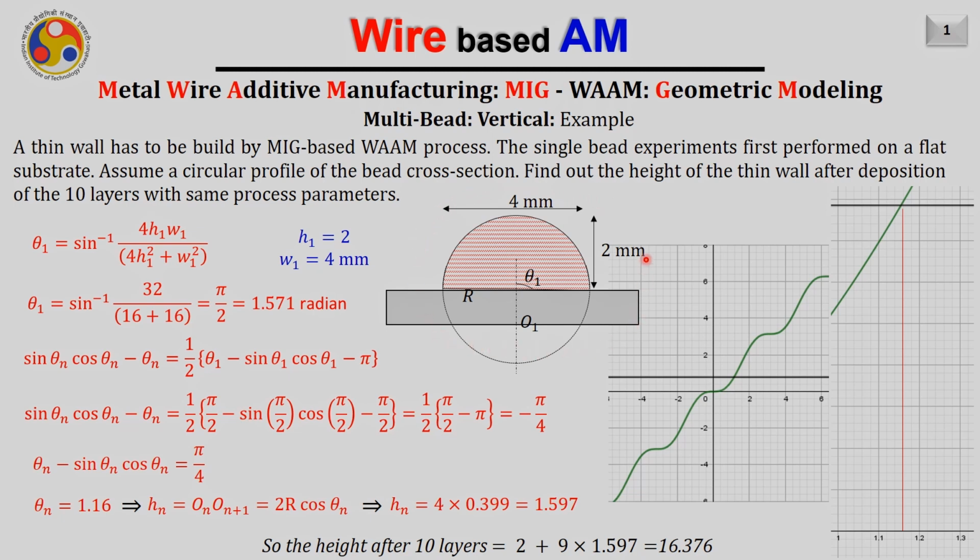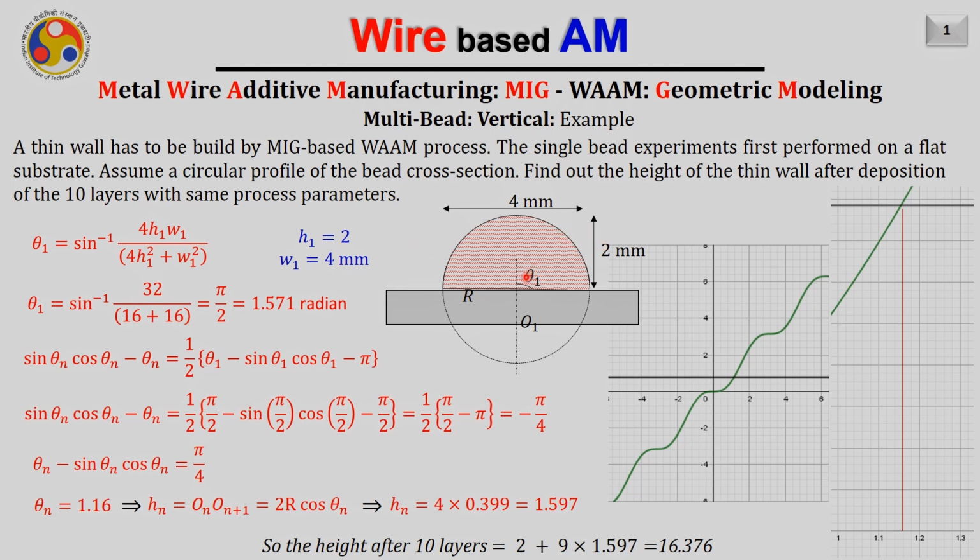So, this is the geometry of the bead deposited on the flat substrate that is given to us. It is given that the width of the bead is 4 mm and the height of the bead is 2 mm, and that is why here it is written h1 equals 2 and w1 equals 4.